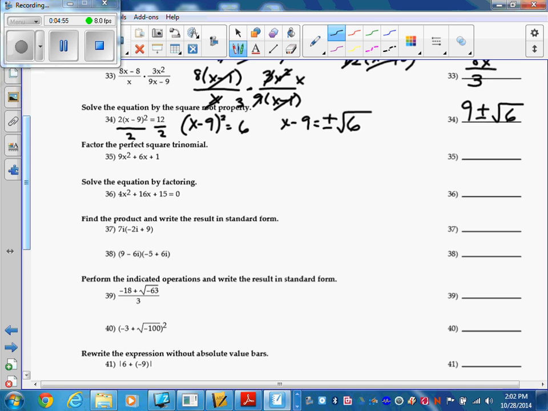Factor the perfect square trinomial. Isn't this going to be 3x plus 1 squared? Because 3x plus 1 times 3x plus 1 is going to give me 9x squared plus 6x plus 1. So factor the perfect square trinomial. And the fact that they told me that it was a perfect square trinomial, all I did was take the square root of that, take the square root of that, and then kind of double check it.